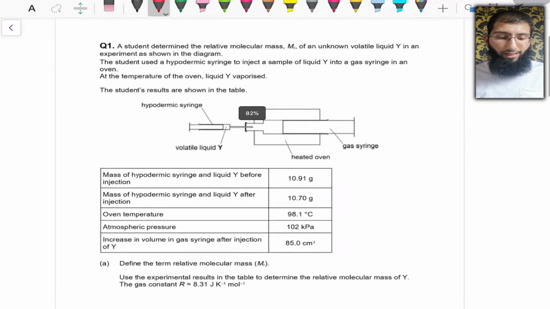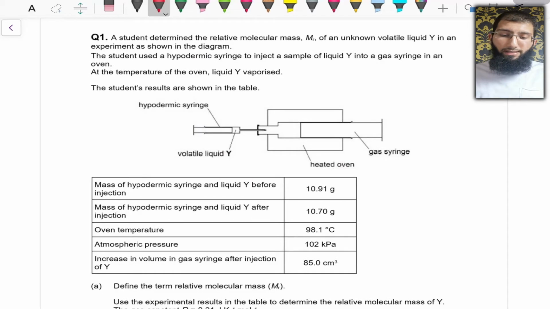So we're told that a student determined the relative molecular mass, the MR, of an unknown volatile liquid Y, volatile meaning it easily evaporates, in an experiment as shown in the diagram. The student used a hypodermic syringe to inject a sample of liquid Y into a gas syringe in an oven. At the temperature of the oven, liquid Y vaporized. The student's results are shown in the table.